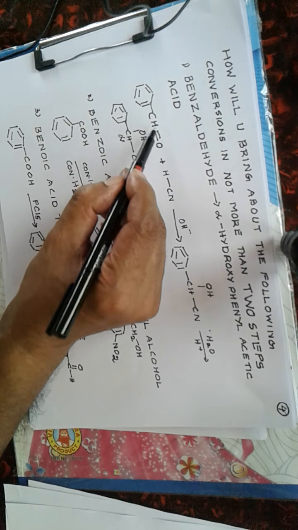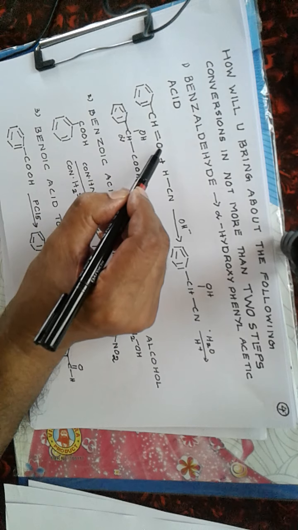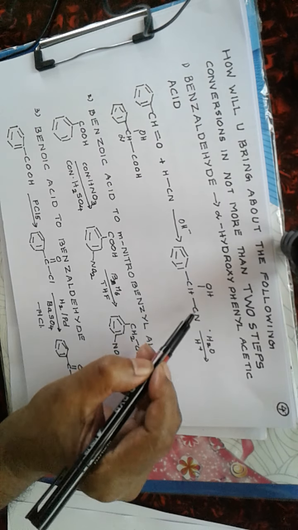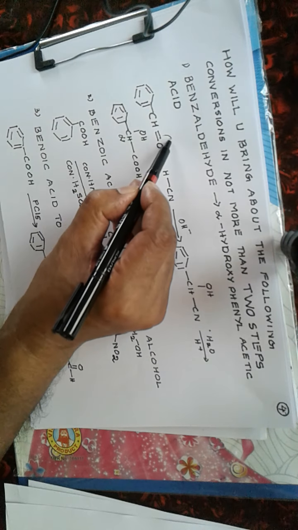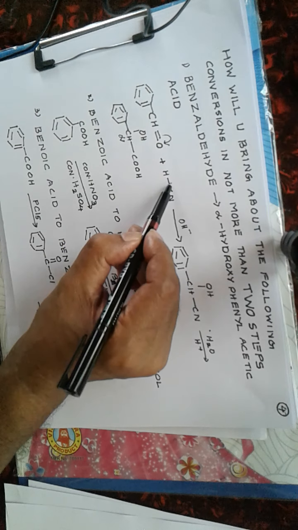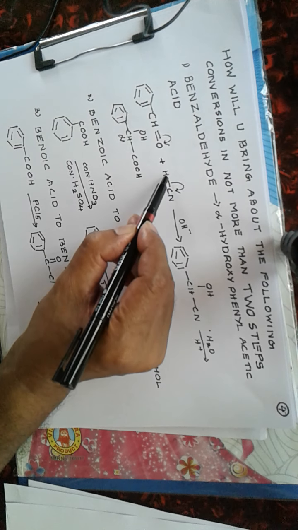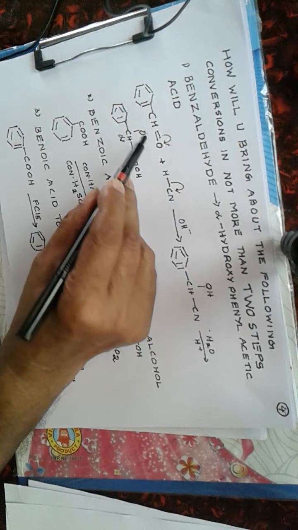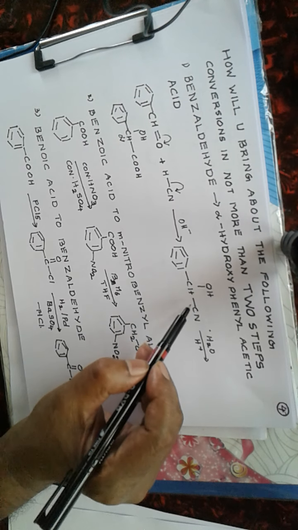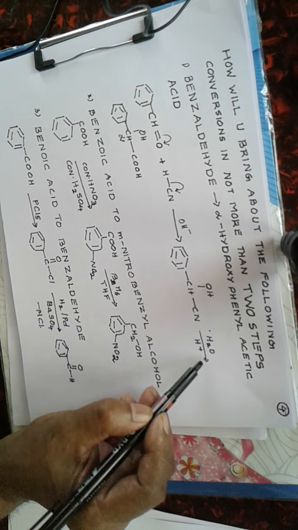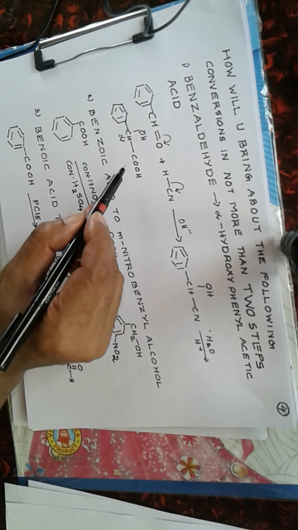We get CHOHCN, so this bond ionizes and HCN ionizes. H goes to oxygen, CN goes to carbon, and we get CHOHCN, and on acid hydrolysis, CN group is hydrolyzed to COOH. So that is the method.